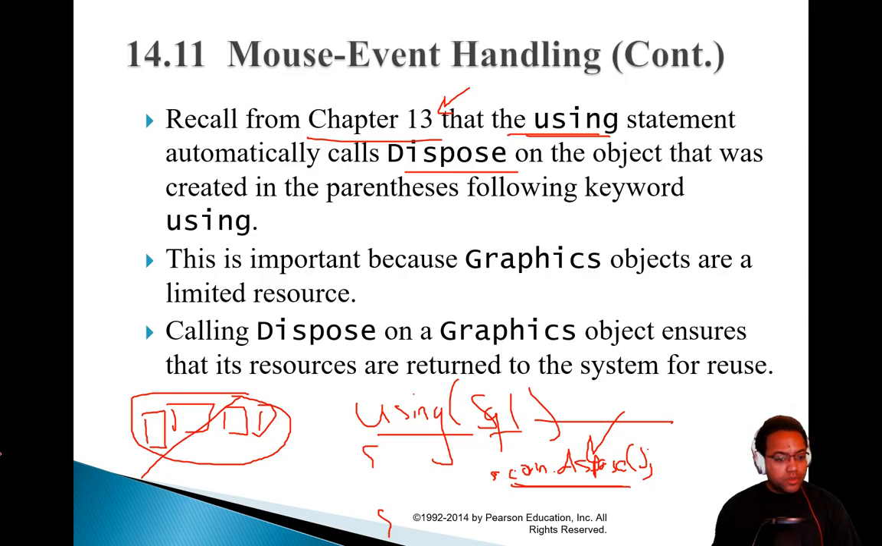So, this is important because graphics objects are a limited resource, just like SQL connection strings are limited resources. Calling disposal on graphics objects ensures that the resources are returned to the system for use. What does it mean by resource? RAM and CPU cycles. If you want your CPU to sound like mine does right now, going a million miles a minute and the fan just blurring in your ear and threatening you with the blue screen of death, then yes, by all means, don't use dispose and just absorb all the resources that your PC has and see how large the flames will get out of your box.